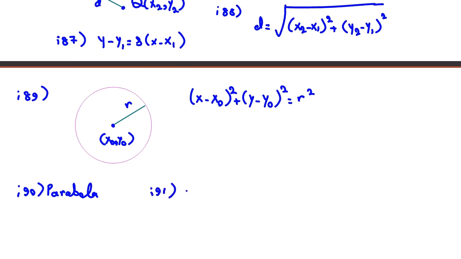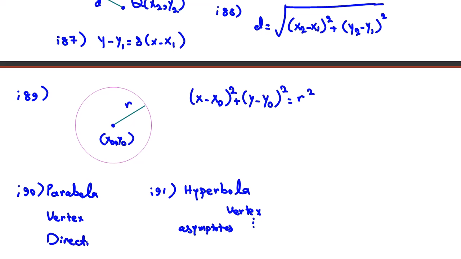And also idea 91, hyperbola. You should know, for example, the vertex and other properties of that, asymptotes. Here, parabola: vertex, it opens up, opens down, all properties. And for example, what is the directrix? In some problems the directrix is useful. For example, focus, and something like this.